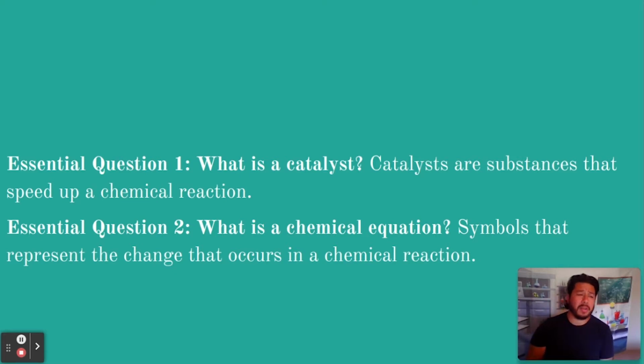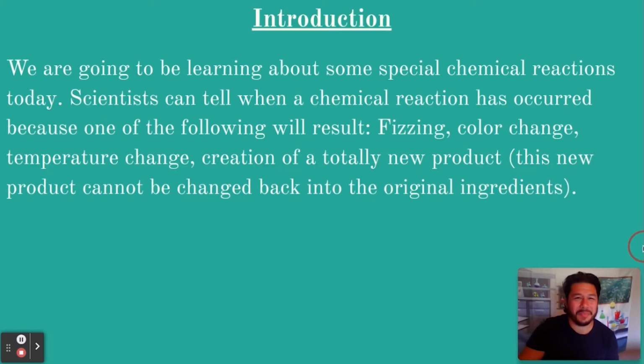Well, if we look at our essential question number one, what is a catalyst? Catalysts are substances that speed up a chemical reaction. And our second question, what is a chemical equation? Chemical equations are symbols that represent the change that occurs in a chemical reaction.